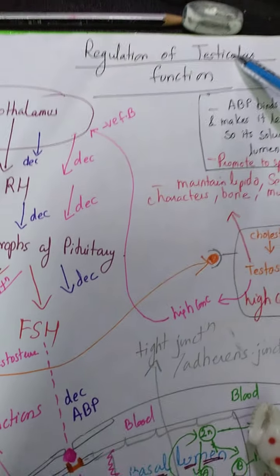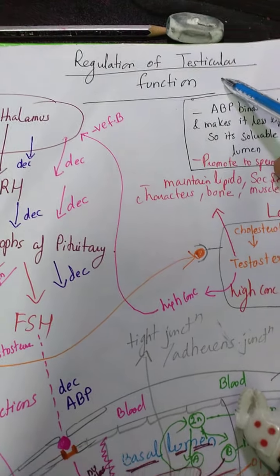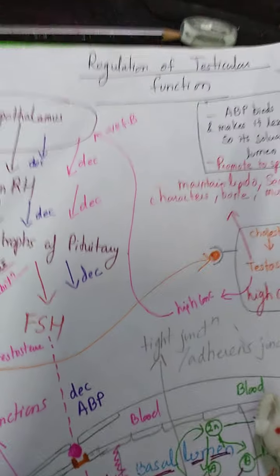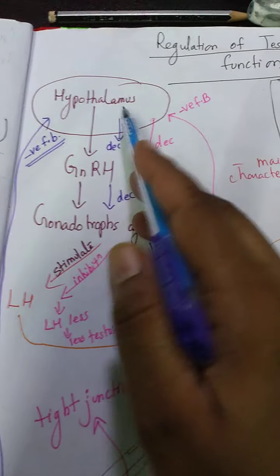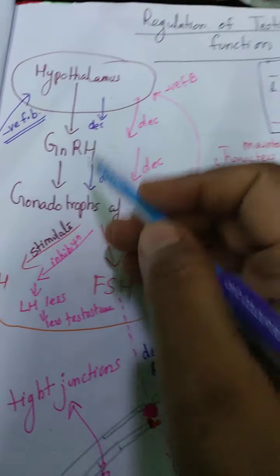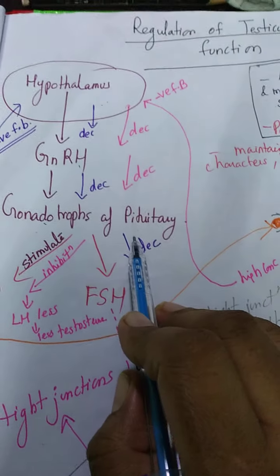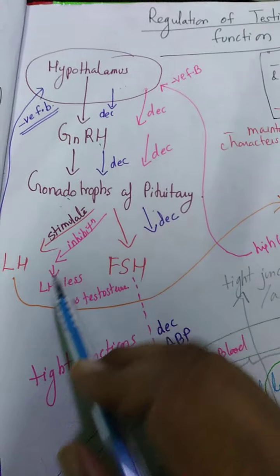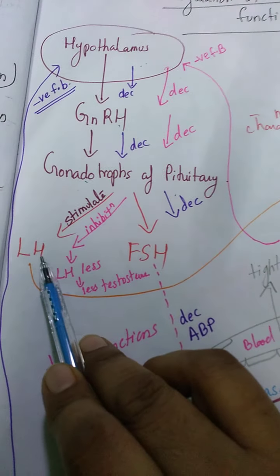We will be doing what is called the regulation of testicular function, or the hormonal control of the testes. Begin with the hypothalamus. The hypothalamus releases GnRH, which acts on the gonadotropes of the pituitary. The gonadotropes of the pituitary release two hormones. One is called LH and the second one is FSH.